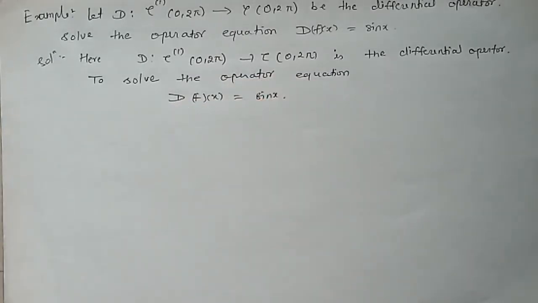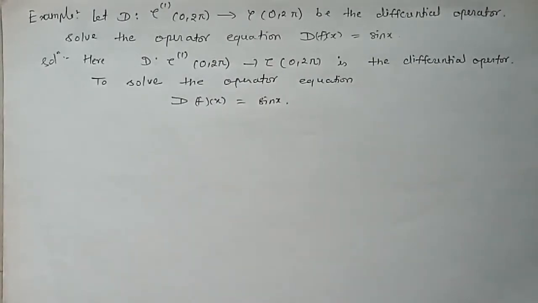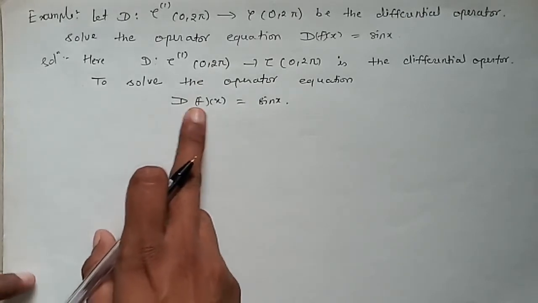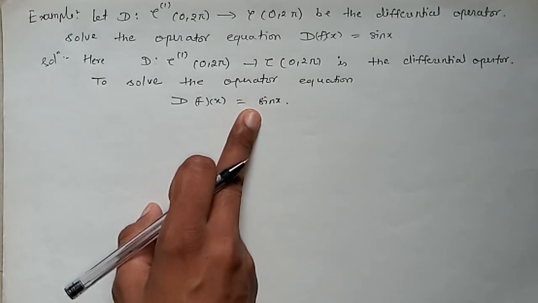Now first we will recall all the steps. What are the steps to solve any operator equation? So we have 3 steps. First of all, we will find the associated homogeneous equation. Then we will find the solution, the nullity of T. Then we will find the solution for the non-homogeneous equation. So these are the 3 steps to solve any operator equation. So we have D of f of x is equal to sin x, and first we will try to find its homogeneous solution.